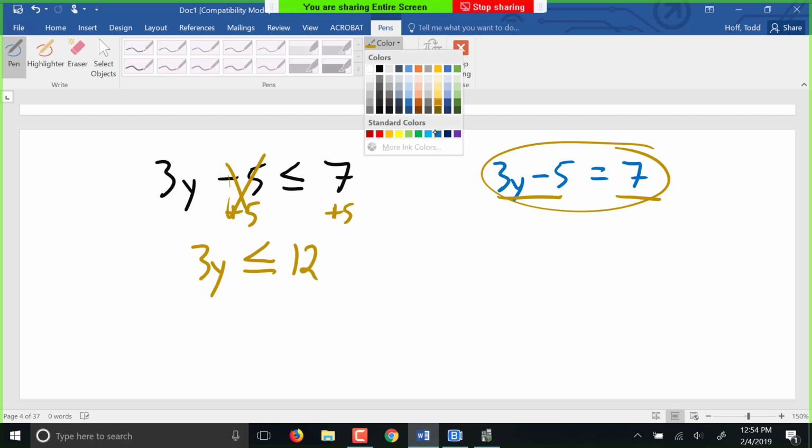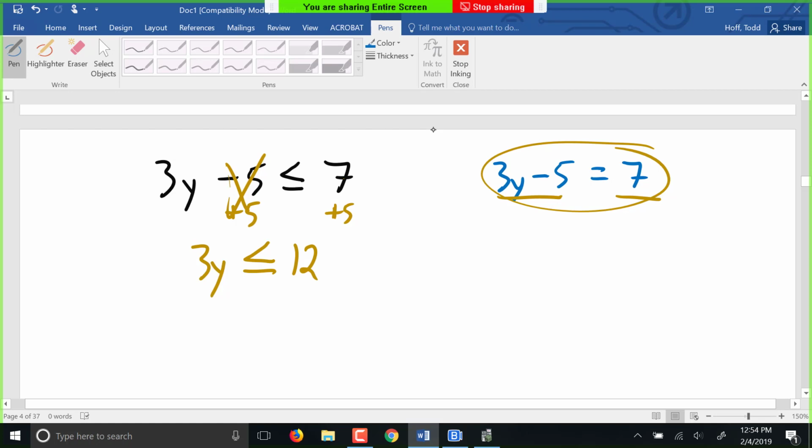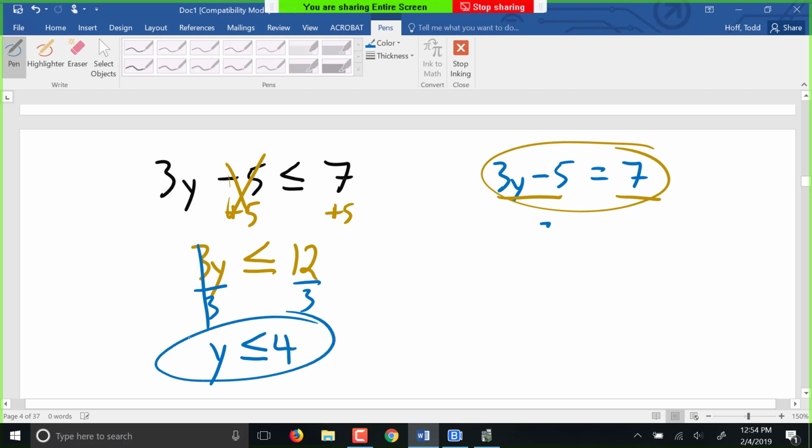What would our last step be to solve that? There we go. Divide by 3. Perfect. So that cancels out that 3, leaving us with just y. Y is less than or equal to 12 divided by 3 is 4. So y is less than or equal to 4.